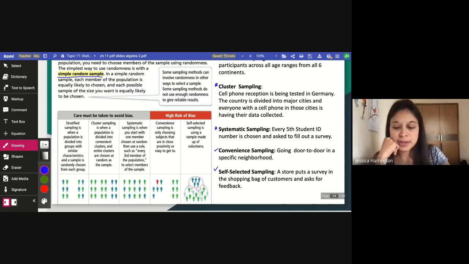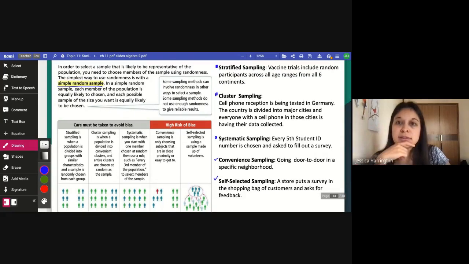So stratified sampling is when you divide the population into like groups and then take a random sample from each of those groups. An example of that would be vaccine trials. So you include random participants across all age ranges from the 6 continents. So your groups were broken up into which continent you lived on. Now I have these 6 groups, and from those 6 groups, I'm going to randomly pull 1,000 people of all varying age ranges to give the vaccine to. Okay, so I broke them up into groups, and then I made sure that I had a random sample from each one of those groups.